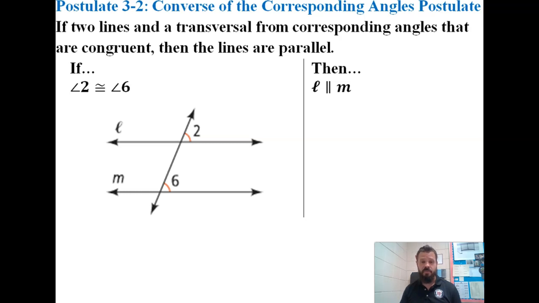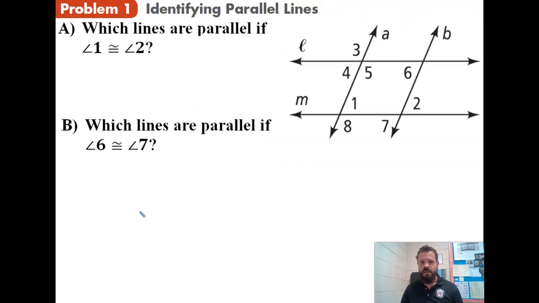the lines are parallel. Meaning that if we have a transversal and two lines, and we know that one set of corresponding angles are congruent, such as angles 2 and 6 here, corresponding because they're both on the upper right part of the intersection, then those corresponding angles being congruent means these lines have to be parallel to each other. So what we have here is a way to determine whether or not what we're looking at are parallel lines. So let's go ahead and put that postulate to use.